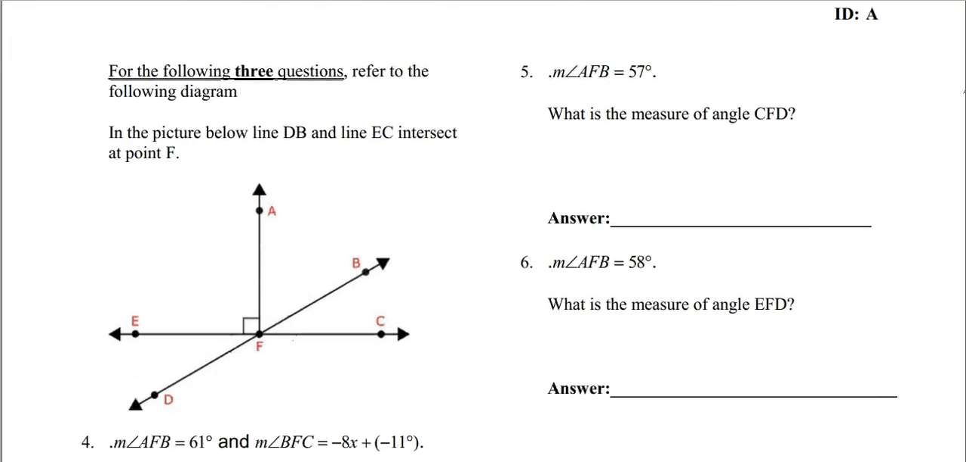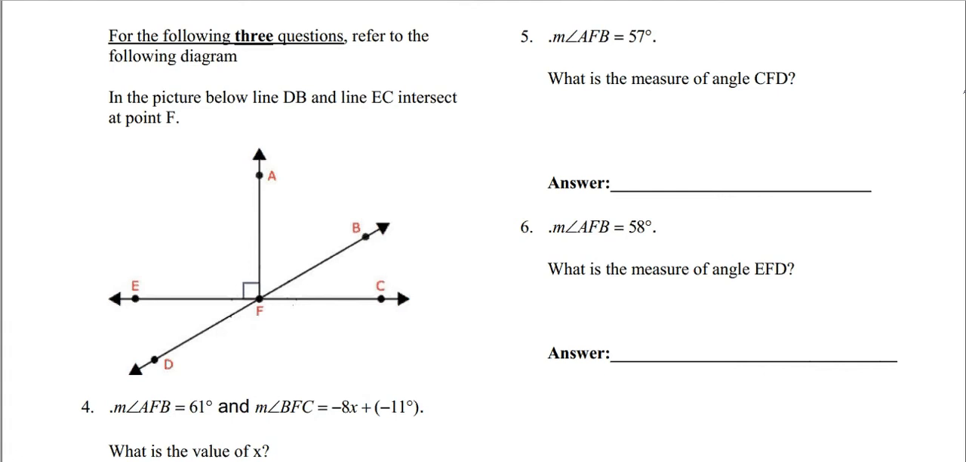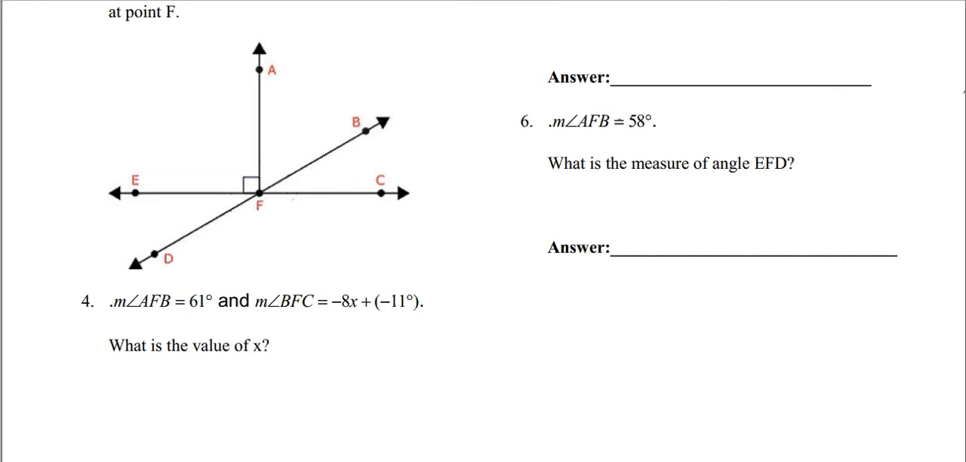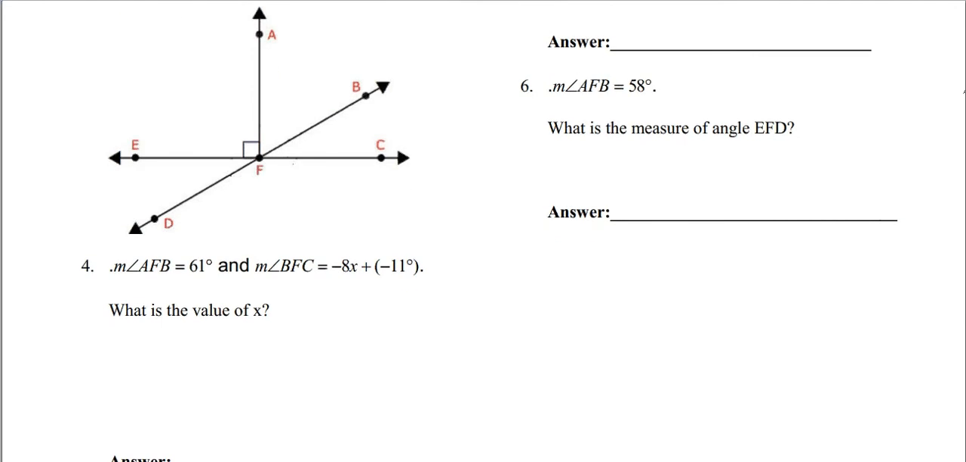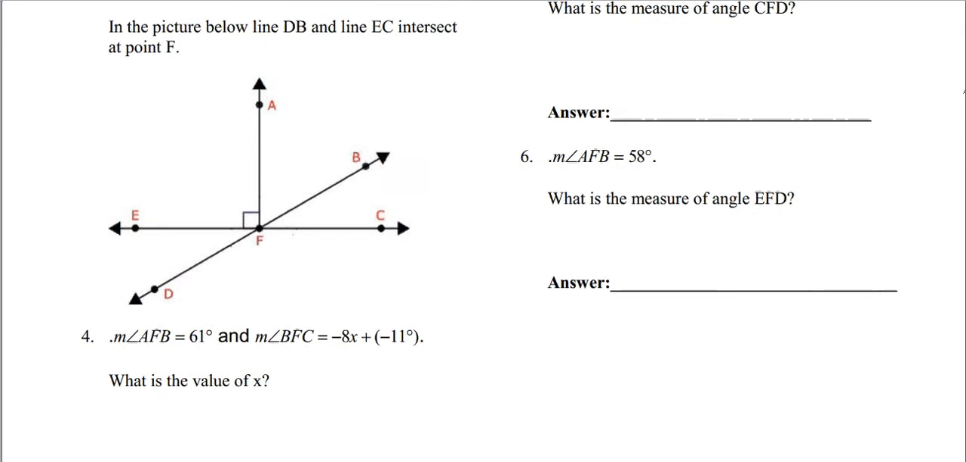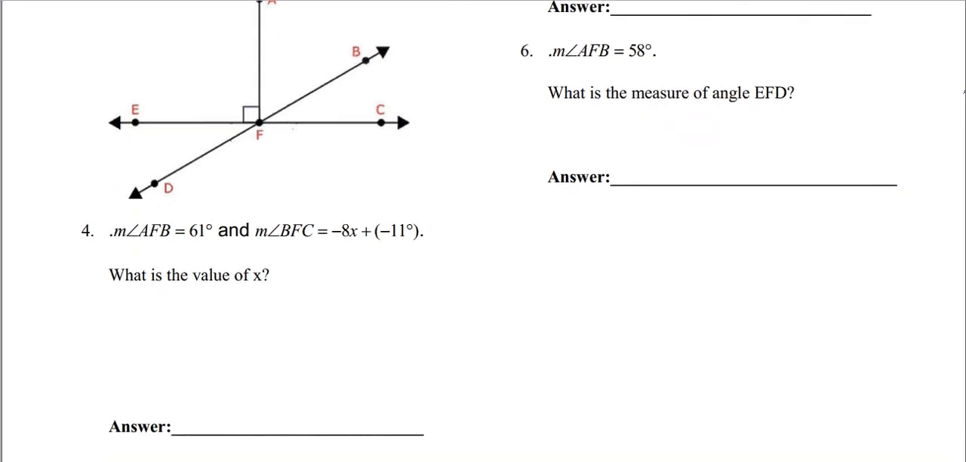And scrolling down, we're going to be testing our knowledge of angle pairs. Do we know those relationships: supplementary, complementary, and vertical angles? Let's find out. The first problem says that angle AFB is 61 degrees. You can see the little A there. AFB, that's this angle, so that's 61 degrees. Angle BFC measures negative 8x plus negative 11 degrees. So how do these add up with each other?